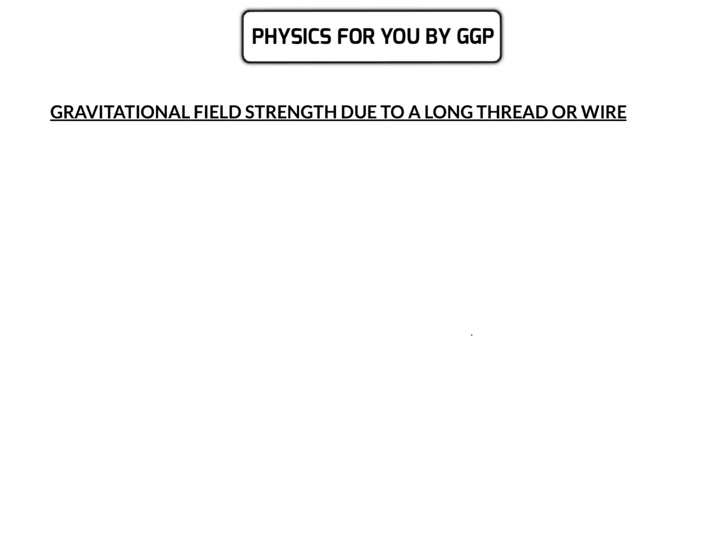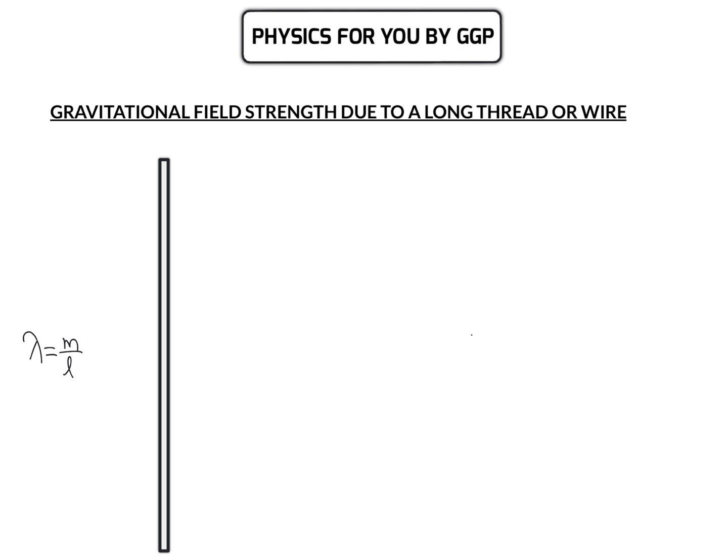Welcome all. In this class, we'll discuss the gravitational field strength due to a long thread or a wire. Consider that we have a wire of some length L and mass. In a question they may give its linear mass density, which means mass per unit length. Take the total mass of this rod as m and its length as L. So lambda represents its mass per unit length, or the linear mass density.